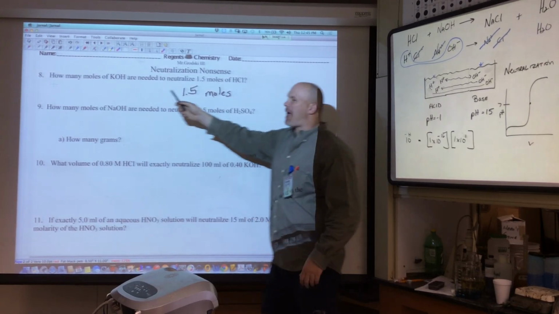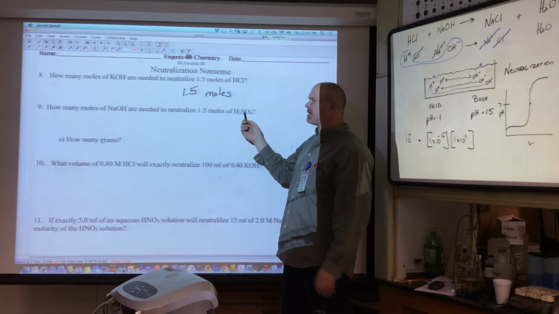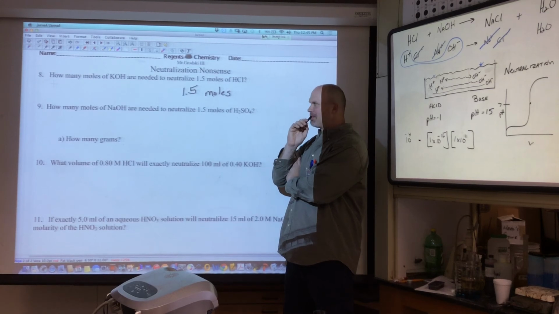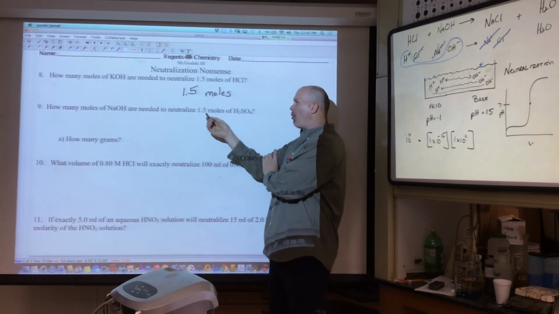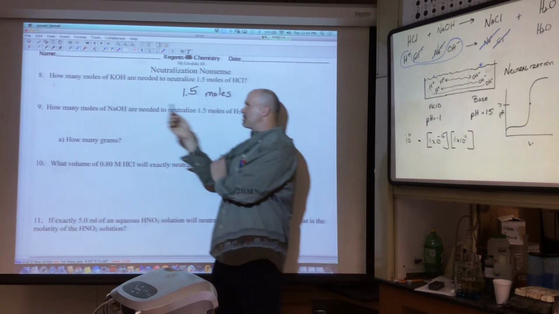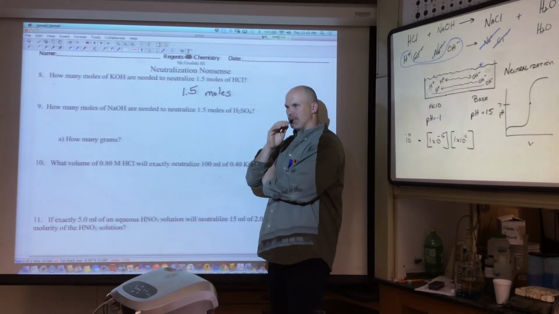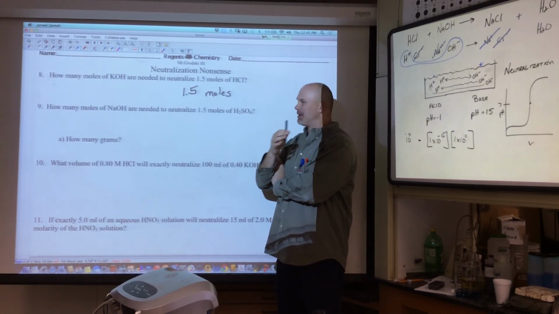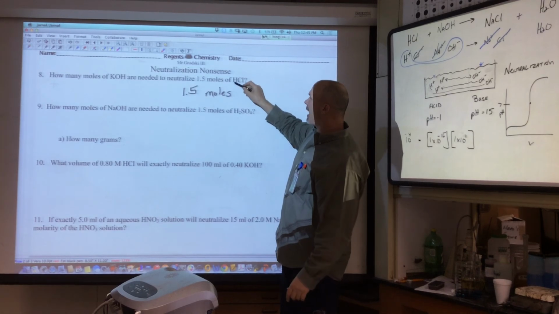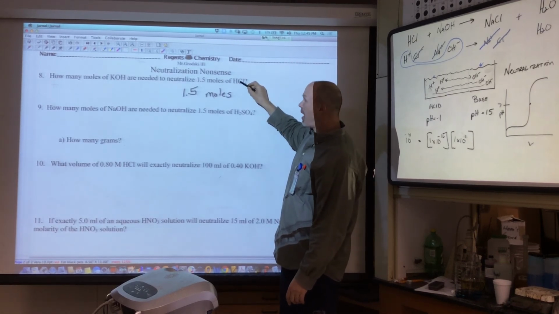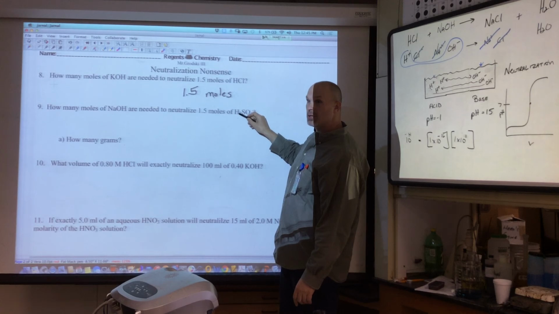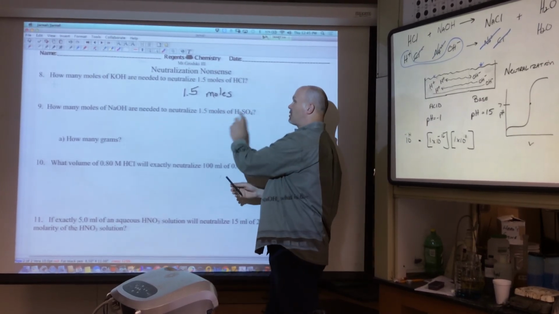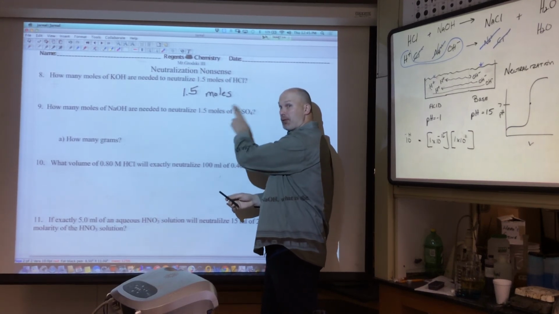How many moles of base are needed to neutralize this acid? I have 1.5 moles of this acid. How much base do I need to neutralize it? You would think the same, but you're not trusting me, and you're right. Look at this acid. This acid gives off 1 H per molecule. This acid gives off 2. So if I have 1.5 moles of this, don't I really have 3 moles of H pluses?